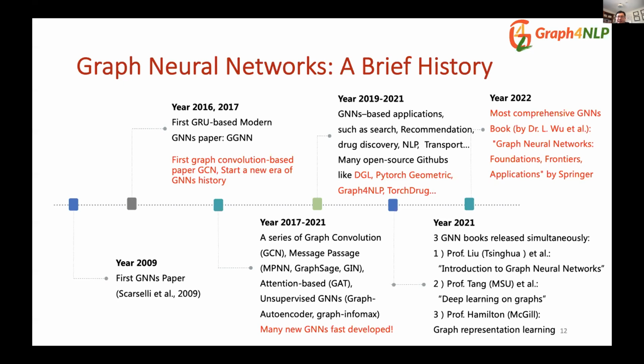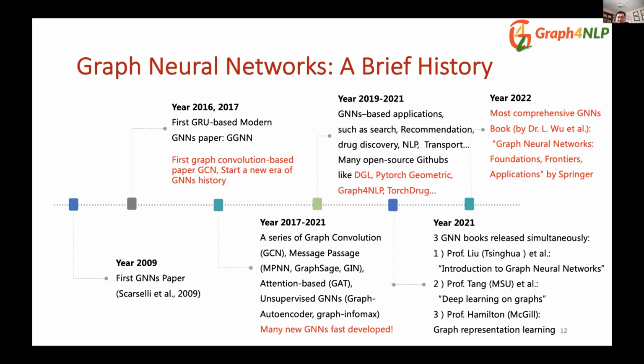Okay, and we have also seen that starting from 2021, a bunch of graph neural network books have been released. For example, three books were released almost at the same time in the same year. One from Tsinghua University was the first book, called Introduction to Graph Neural Networks. It is a very small book, but a very early one that tries to summarize all the different kinds of graph neural methods.